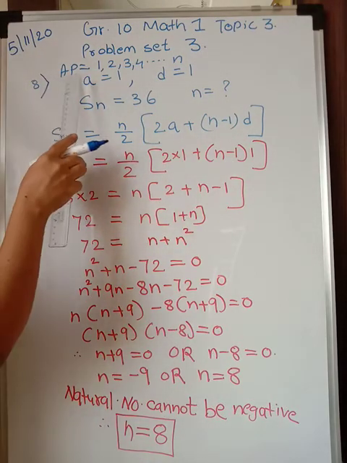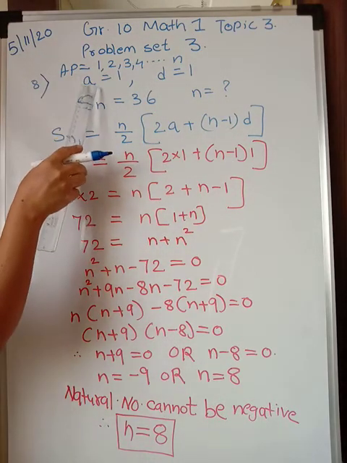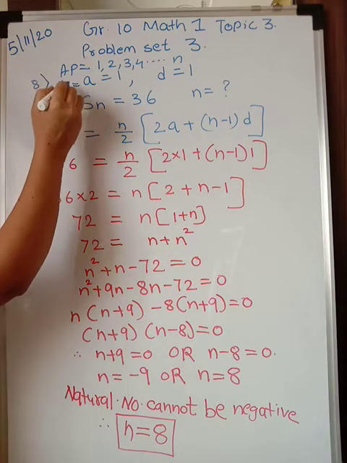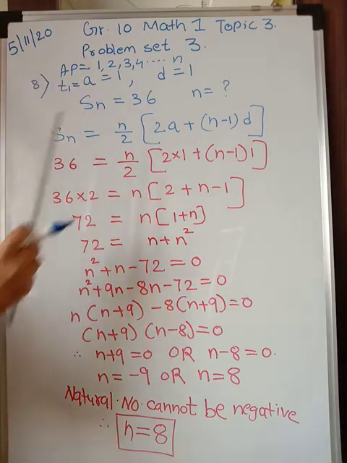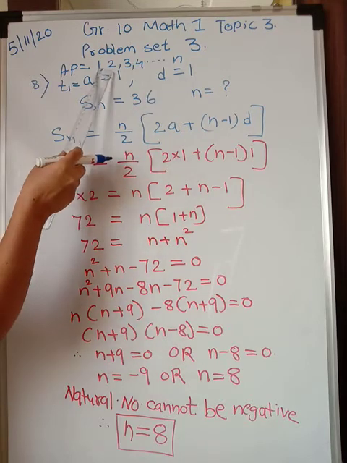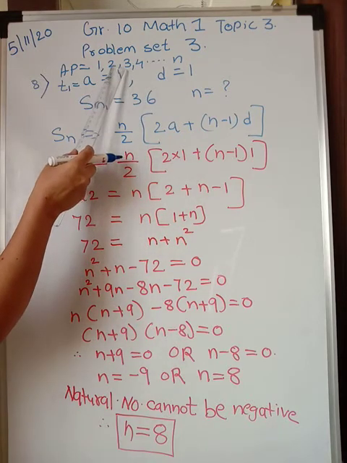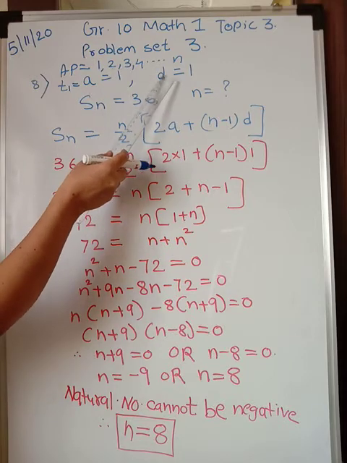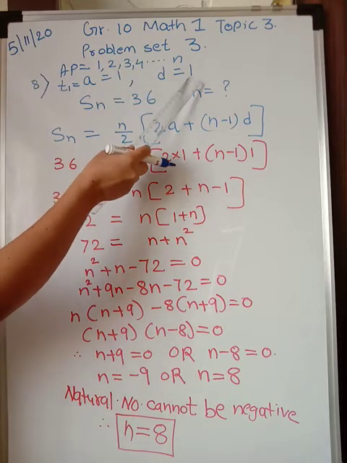So what will be a? Because natural numbers start with 1, the first term, which is equal to a. I always tell this, please concentrate. The first term is also called a. So that is 1. And what is the common difference? See, the difference between each number. 2 minus 1 is 1. 3 minus 2 is 1. 4 minus 3 is 1. So for natural numbers, d will be equal to 1.